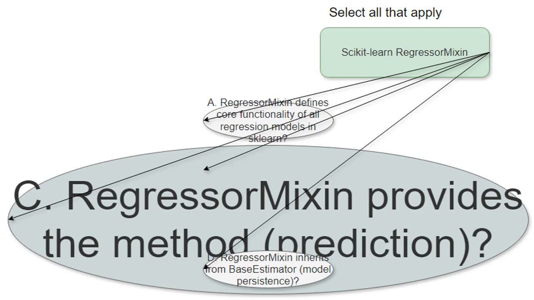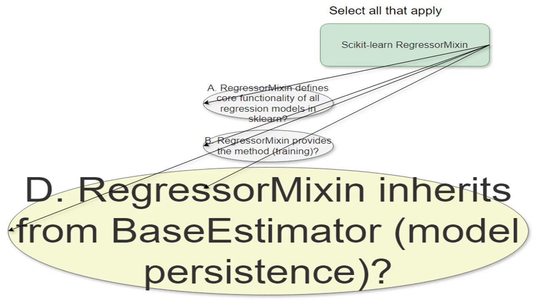Absolutely. RegressorMixin also includes the "predict" method. Once a model is trained using "fit", you use "predict" to make predictions on new, unseen data. This is the core of how you use a machine learning model for making predictions. You got it. RegressorMixin inherits from "base estimator". This means it gets additional abilities from "base estimator", like methods for saving and loading the model, which are super handy for keeping your trained models easily accessible later.